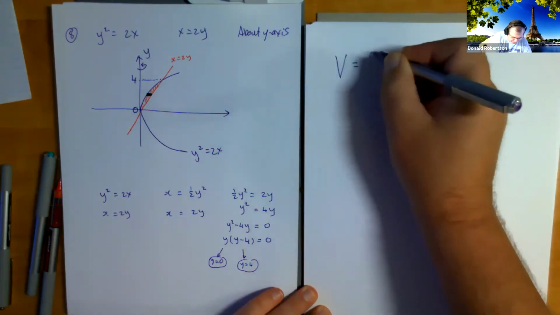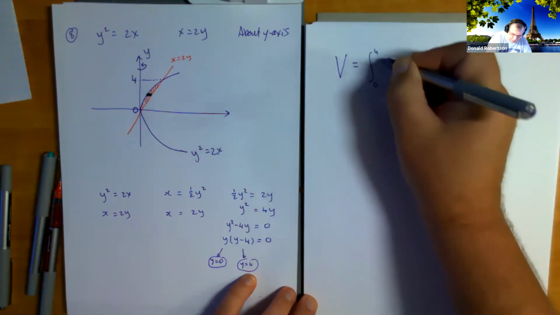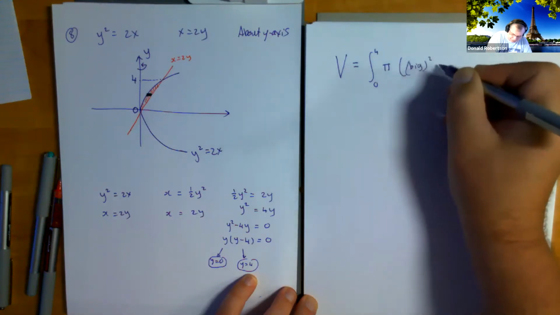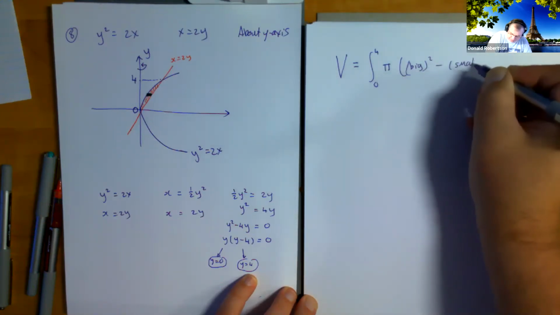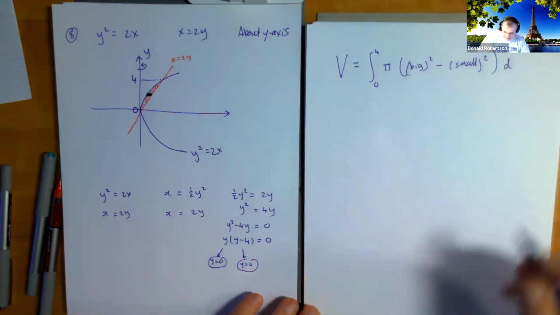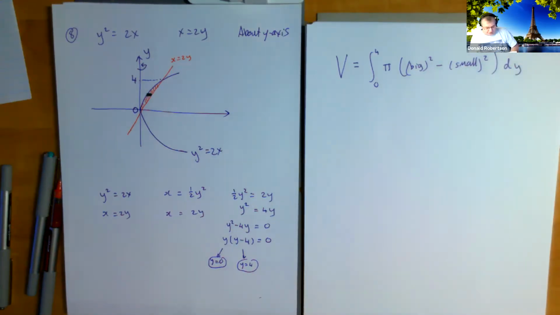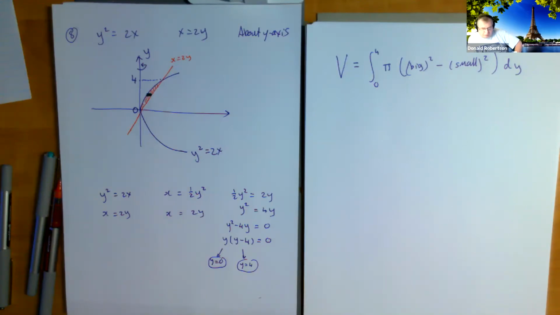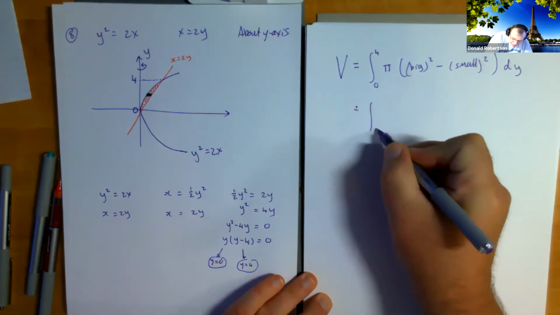So it's going to be the volume from y equals 0 to 4 of pi, the big radius squared, take away the small radius squared, and dy in this case. And I know it's dy because it's being rotated about an axis parallel, in this case, the y-axis. But also, if it was parallel to the y-axis, everything would be in y's.